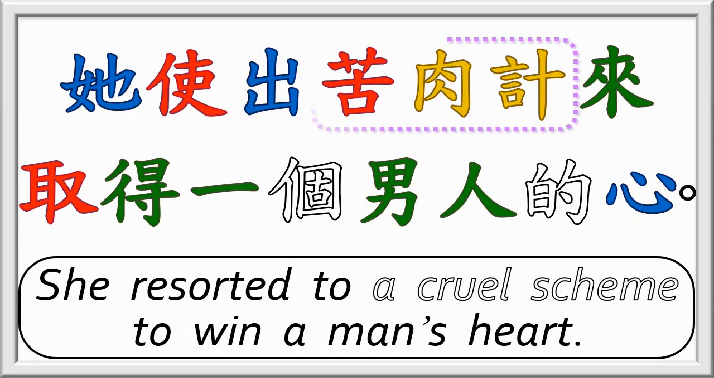Sometimes people will go so far as to intentionally injure themselves to win the confidence or sympathy of another person. This is called 苦肉计, literally, the ruse of inflicting physical harm on oneself. 他使出苦肉计来取得一个男人的心。She resorted to cruel tactics to win a man's heart.